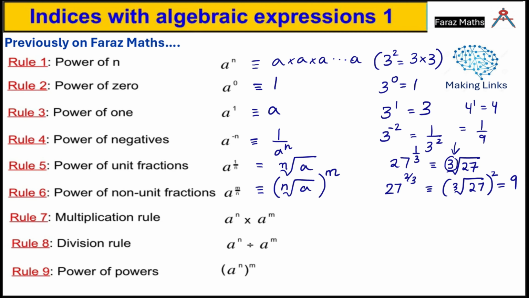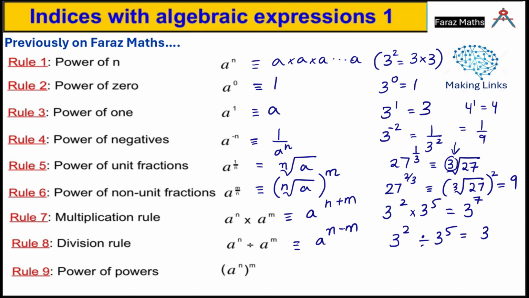The multiplication rule, when bases are same, we add the powers, a to the power of n plus m. Suppose you have 3 power 2 and 3 power 5, then it will be 3 to the power of 2 plus 5, which is 7. And in division, when bases are same, we have to subtract the powers, a to the power of n minus m. Then you have 3 to the power of 2 divided by 3 to the power of 5, and that will give you 3 to the power of negative 3.